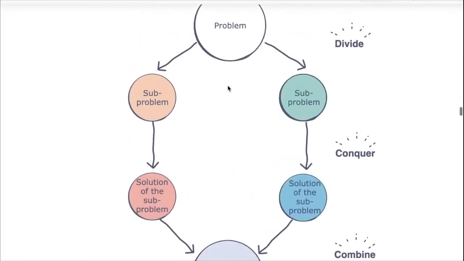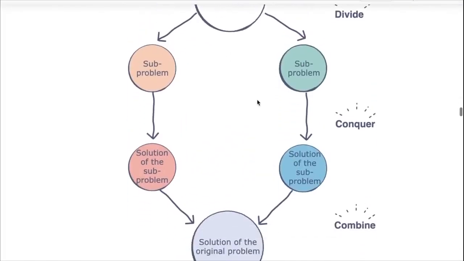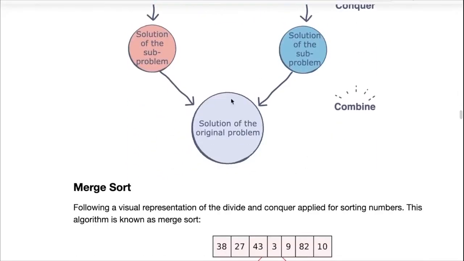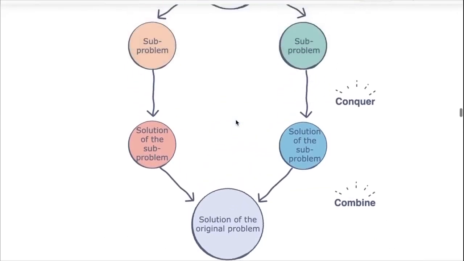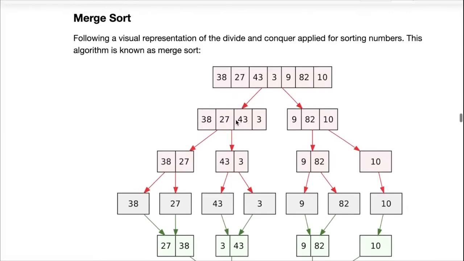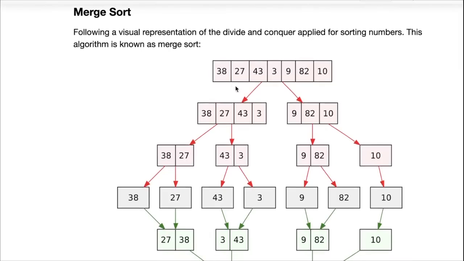So that's divide and conquer. You take the problem, divide it into two sub-problems, recursively solve the sub-problems, get the solutions of the sub-problems, and then combine them. So you can also call it divide, conquer, combine in some sense. And merge sort is the algorithm that is the classic application of divide and conquer to the sorting problem. So let's take a look at merge sort by looking at an example visually.